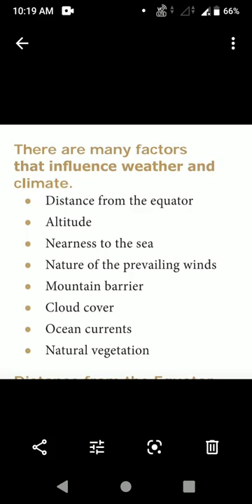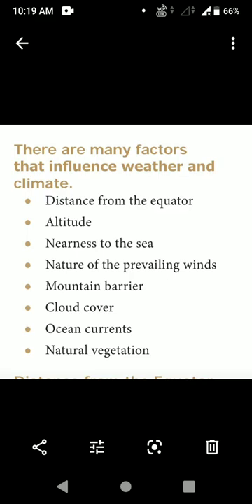See, the weather will change often. At the same time, the climate will be permanent. It will remain always the same. Climate is the average of the weather data. Okay, the study of climate is called climatology. The study of weather is called meteorology. So next we can study about the factors of weather and climate.